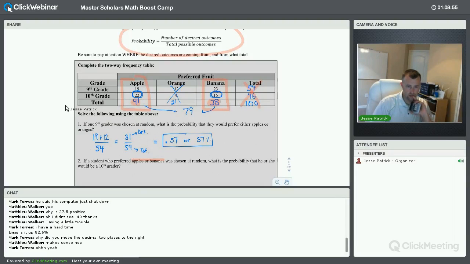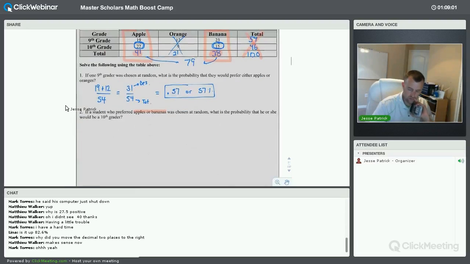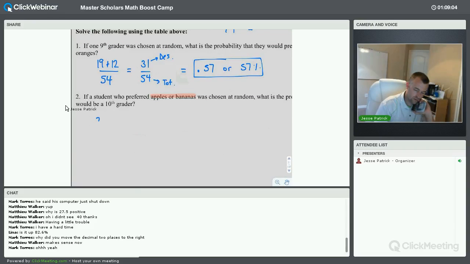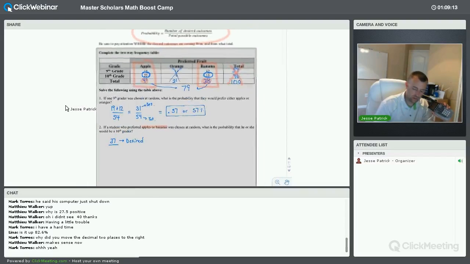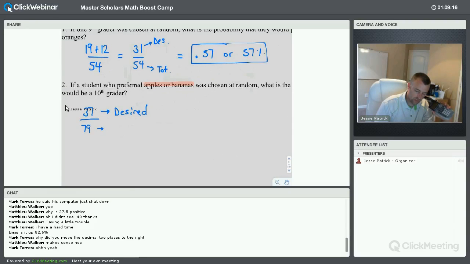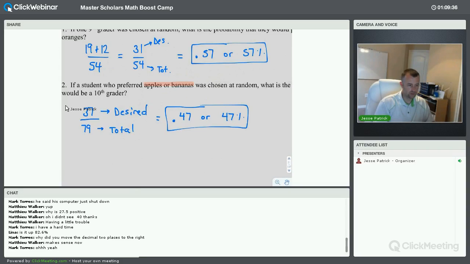That's my desired outcomes. So that's 22, 32, 37. So here I have 37. That's my desired outcomes. Those are my 10th graders from those two columns. Divided by 79. That's going to be my total possible outcomes. So here I divide those, 37 divided by 79. I get 0.468, I'll call it 0.47, or 47%. That's the probability that I would get one of those students from that list.